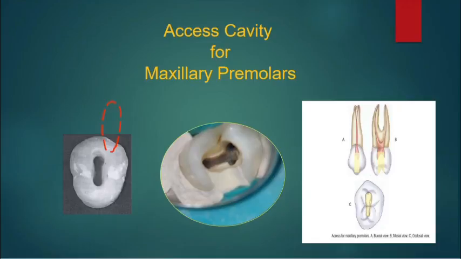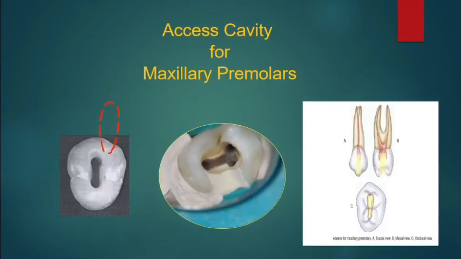Now, the access cavity for the maxillary first premolar is usually oval in shape. It's wide buccolingually, narrow mesiodistally, and centered mesiodistally between the cusp tips. Sometimes the maxillary premolar has three canals. In this case, the access cavity will turn from oval in shape to triangle in shape, and the base of the triangle will be toward the buccal side.